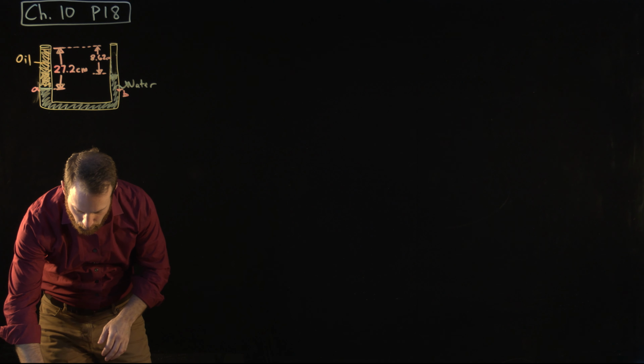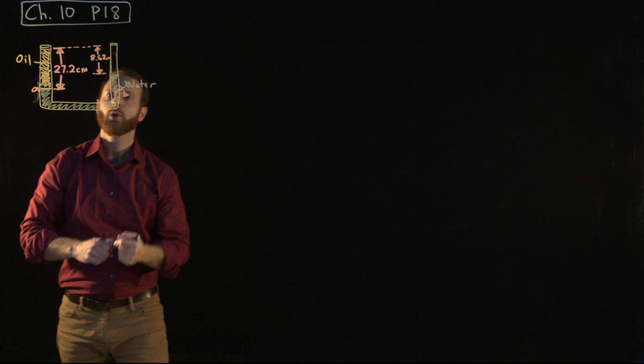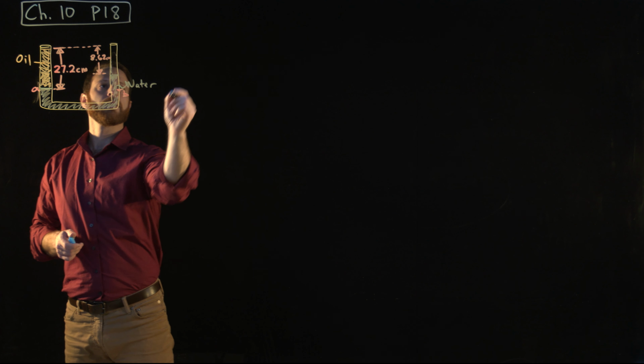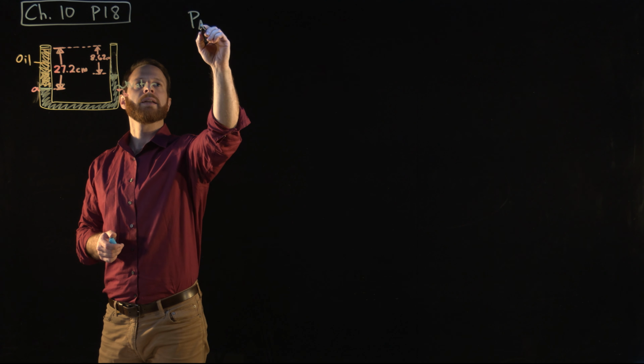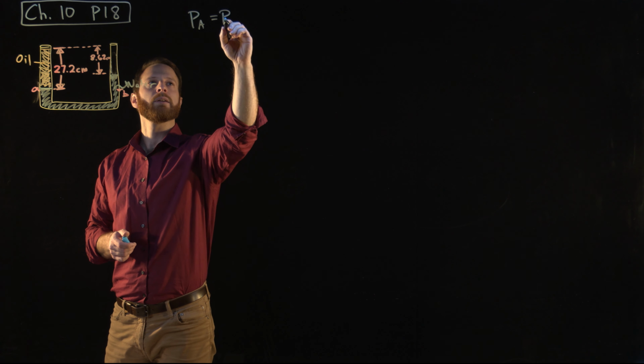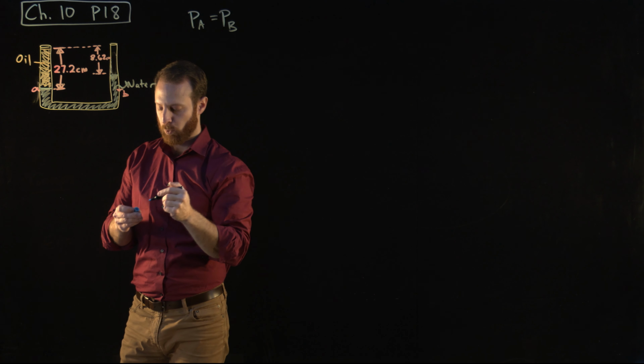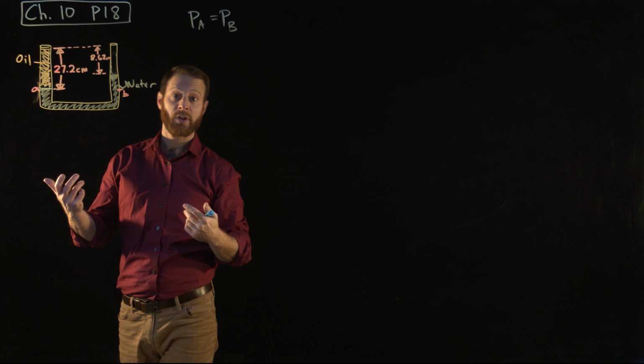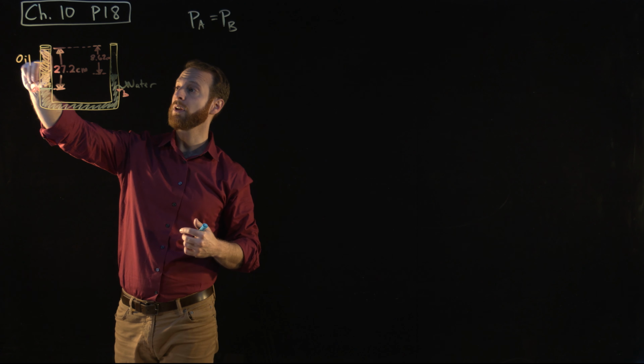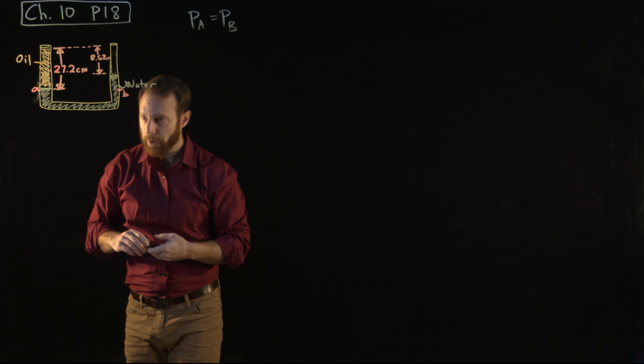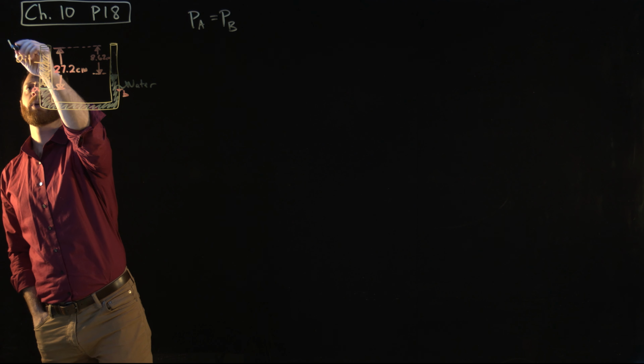So what we should do is go ahead and use that fact, write the hint that PA is equal to PB, and we're going to use this equation in order to somehow figure out what the unknown density of this oil is. Okay, so at least conceptually, this is our picture.